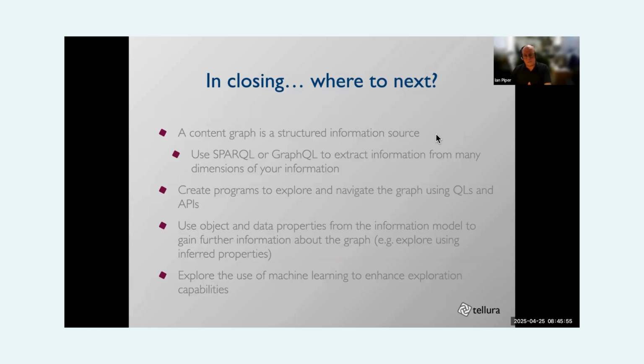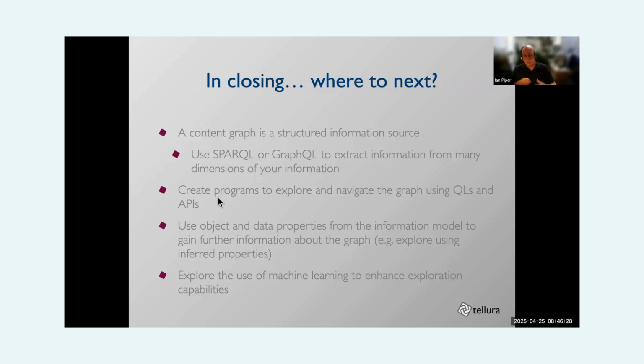Hopefully I've demonstrated that a content graph is a structured information source based on different components of content and taxonomies and semantic glue to hold it all together. That you can use SPARQL or GraphQL to extract information from different dimensions, which I haven't succeeded in doing. I'm sorry about that. You can create external programs that can talk using APIs to navigate your graph.